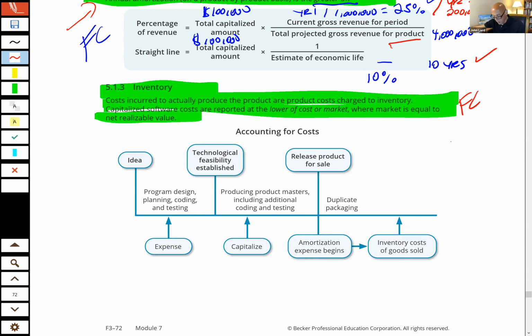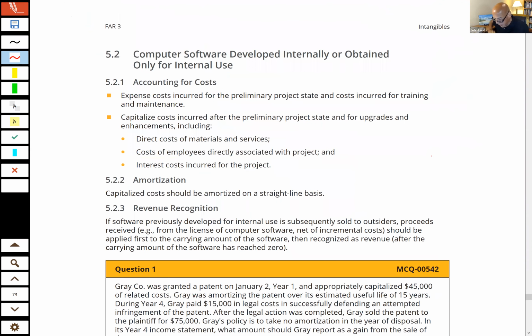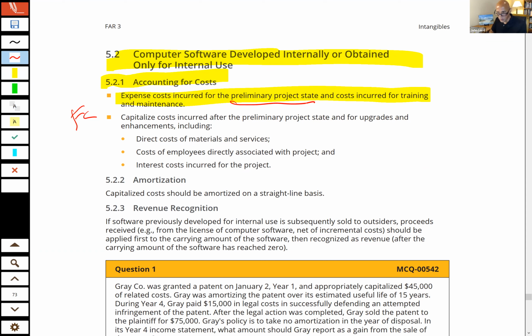Computer software, developed internally or obtained for internal use: expense costs incurred through the preliminary project stage. So guys, now we're changing the phrase technological feasibility to preliminary project, and we're going to use this software internally. We capitalize costs after the preliminary project stage. So we're just replacing one phrase for the other here.